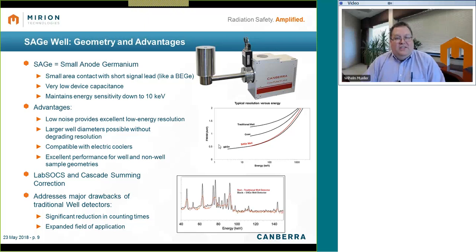Another advantage that the SAGe well detector brings is that the size of the well is no longer driving a reduction in energy resolution of the detector. So one can use much larger size sample wells without having to sacrifice energy resolution. The design also brings other features that we'll discuss later in the talk, such as compatibility with our LabSOCS efficiency calibration software and our automated cascade summing routines.